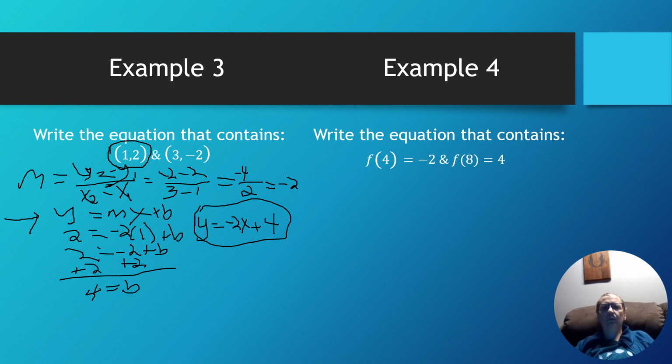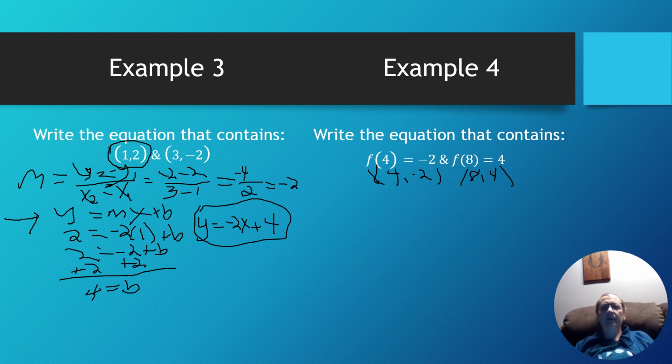All right, for number 4, it looks different, but it's actually not. Remember, functional notation is read f of 4 is negative 2. That means when x is 4, there should be a parentheses, sorry, y is negative 2. And this one, when x is 8, y is 4. So it's just giving you 2 points in a different way of looking at it.